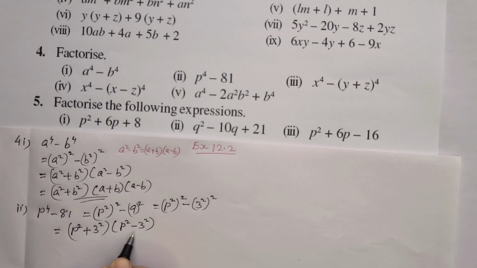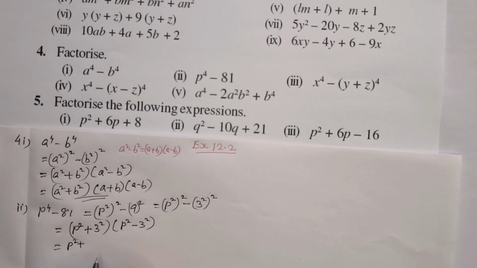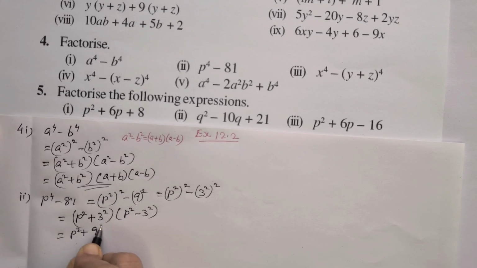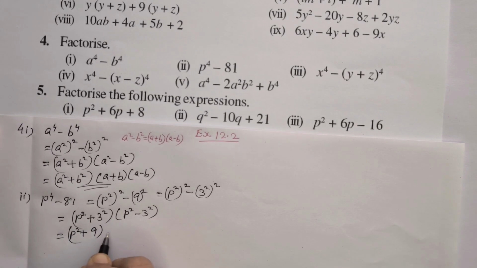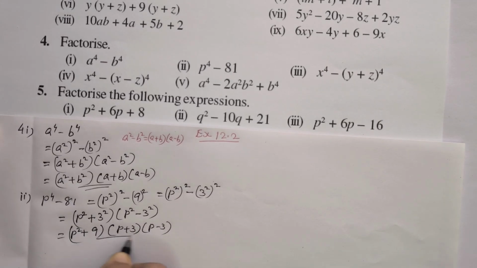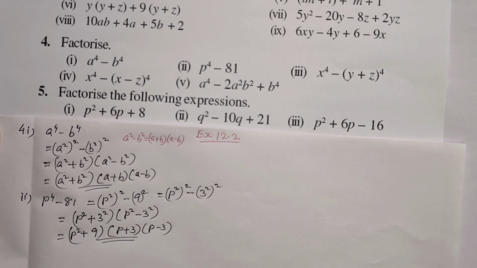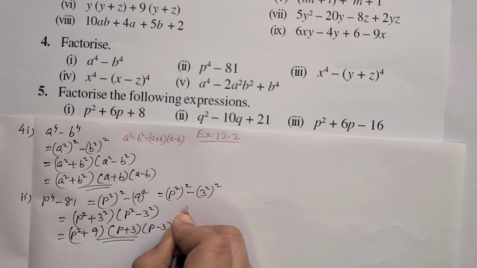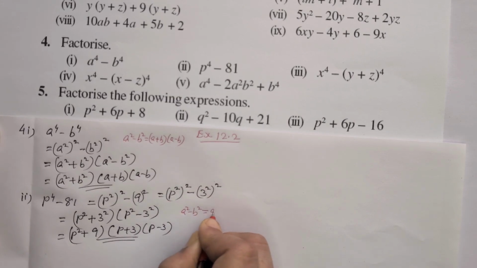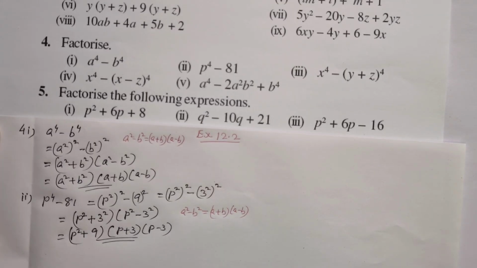Then we can open this bracket once more. This will come as p square plus 9, 3 square means 9. Here second bracket we have to apply the same identity once more. P plus 3, p minus 3. So p square plus 9 into p plus 3 into p minus 3. Same identity here also we are using. A square minus b square is equal to a plus b into a minus b 2 times.